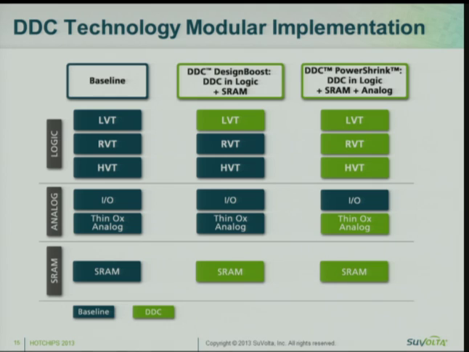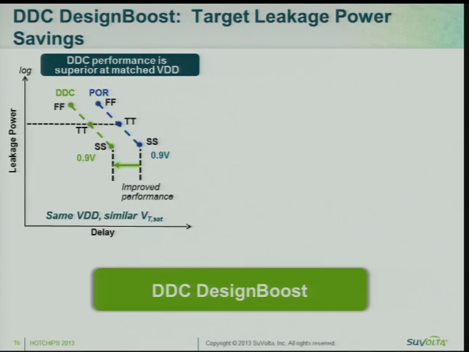A middle option is shown in the middle, and this is the design boost option. Again, here, we don't want to use body bias, we don't want design changes. What we want to do is swap out the SRAM transistors so that we get a better VDD min, and we swap out the leaky transistors so we can trade off the DDC transistors' improved performance for leakage power. So this chart is showing the idea behind design boost.